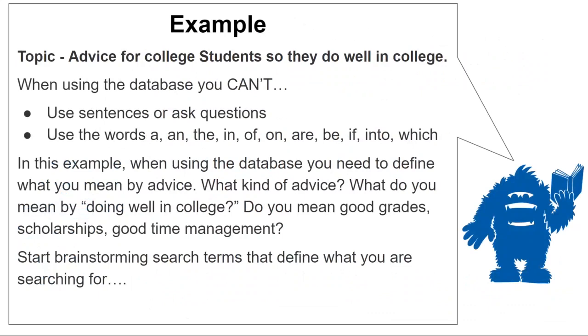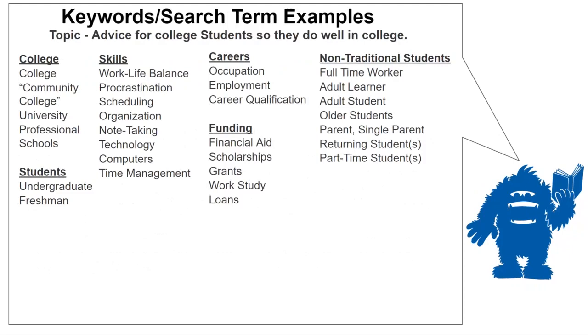Now, what would this look like? Let's say we have an example here. I'm looking for advice for college students so they do well in college. When I prepare to search in the database, again, I want to keep in mind, I can't ask it a question. And we also can't include extra filler words. So that includes an, a, in, the, into. Anything that starts to make your search a sentence or a question is not going to work. So instead, we want to focus on those main ideas. Let's take a moment and see what that looks like.